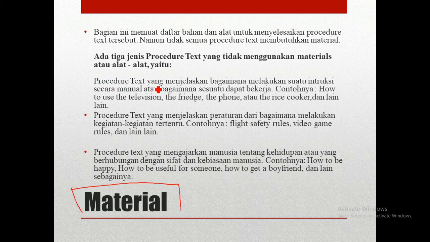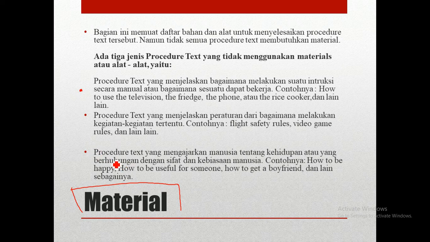For example, procedure text that talks about how to do the instruction or the manual, or about how something works. We don't have to add the materials. For example, how to use a television, the fridge, the phone, or the rice cooker, and so on. Another one, procedure text that tells us about the rules of how to do some activities. For example, safety rules, video game rules, and so on. For this kind of procedure text, we also don't have to add the materials.